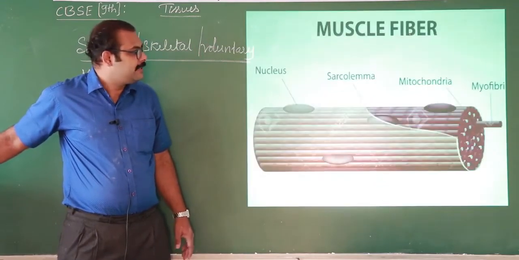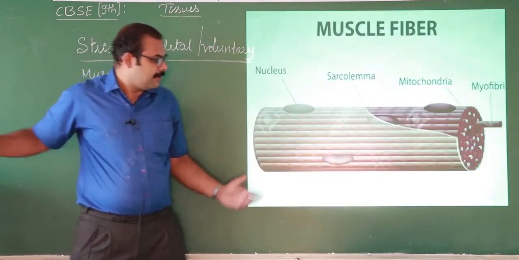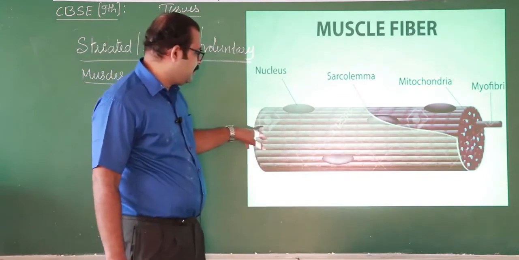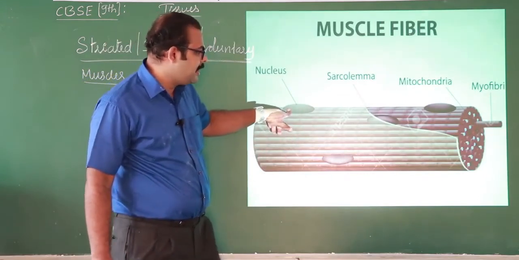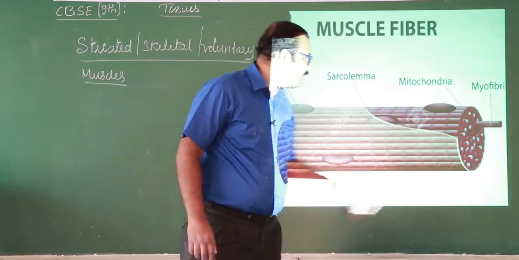Now the second type is this. See the muscle fiber, a very clear structure. You can see that this is the nucleus located at the periphery, and these are the muscle fibers.